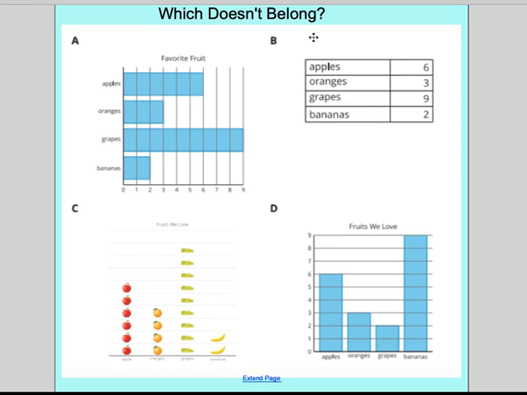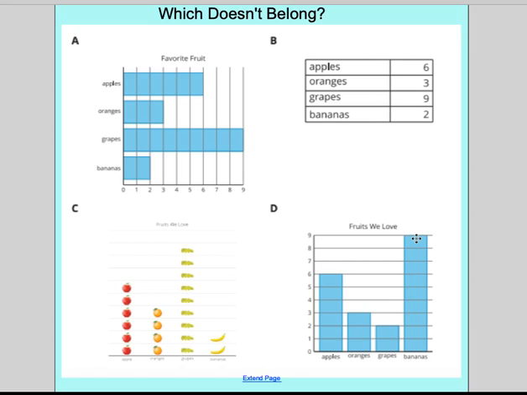Ooh, I think I know. Maybe you said this one doesn't belong because the bars are going this way instead of up. Like we would read this graph going up and this graph going up. So maybe you said that one doesn't belong for that reason.